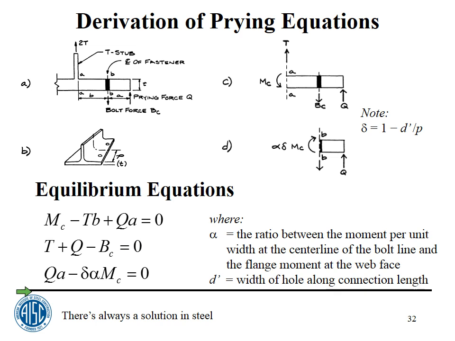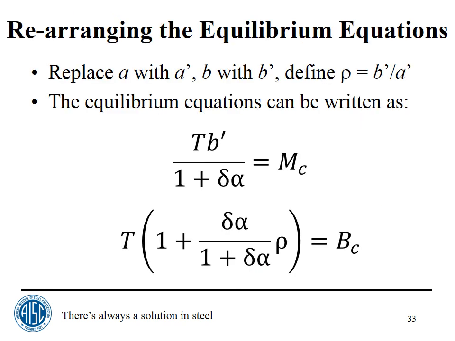And the third equilibrium equation is moment equilibrium for this little picture that you see here, taking moments about BB again, but now looking at the other part of it. Counterclockwise positive, I get minus alpha delta M sub C plus Q times A equals 0. This is basically all there is to it. Those are the equilibrium equations. There are no others.